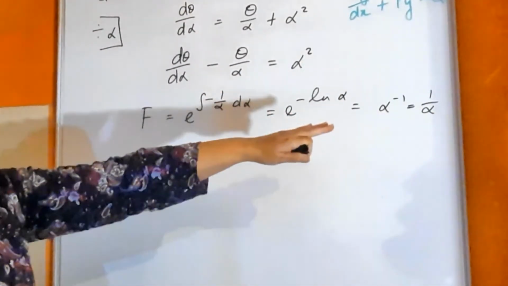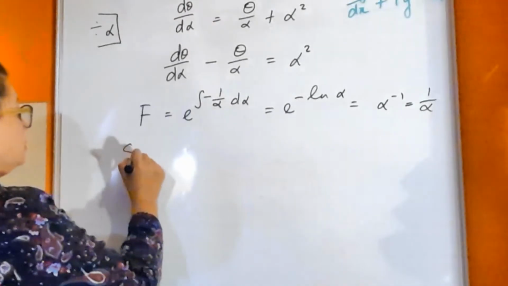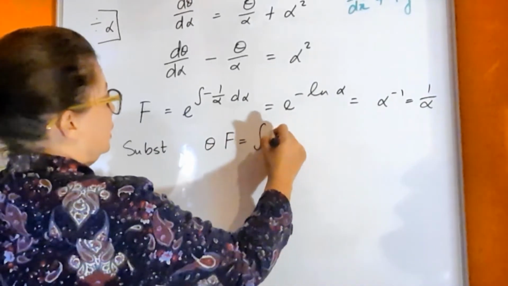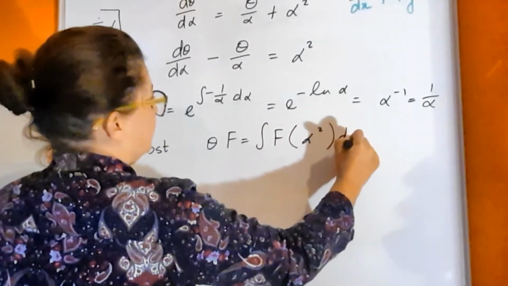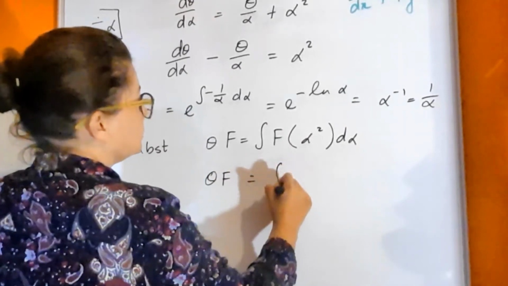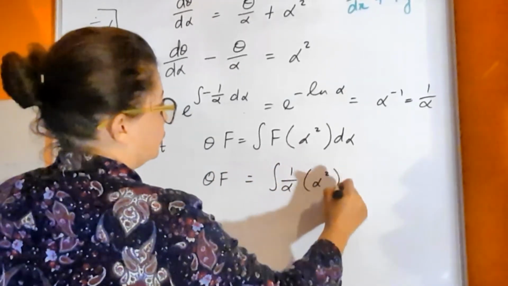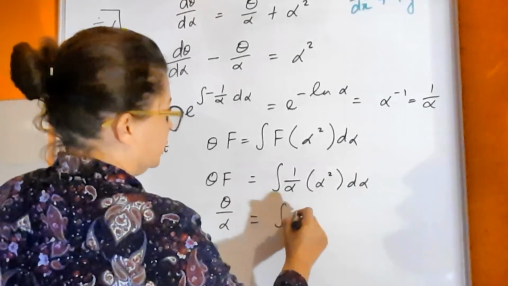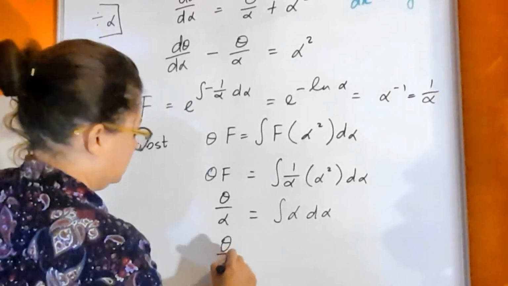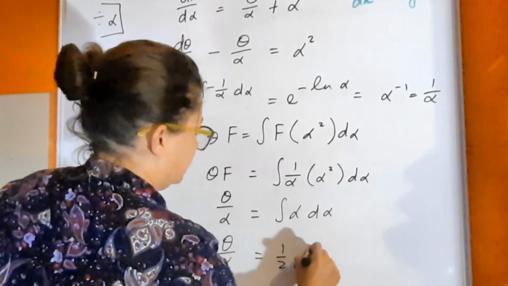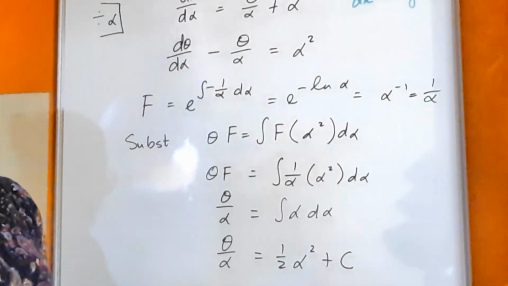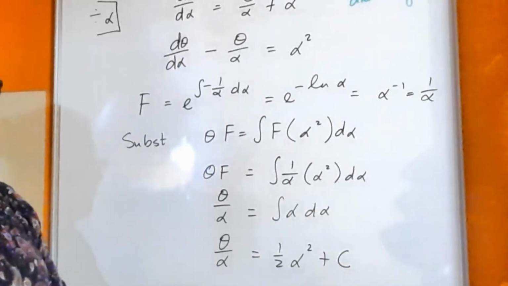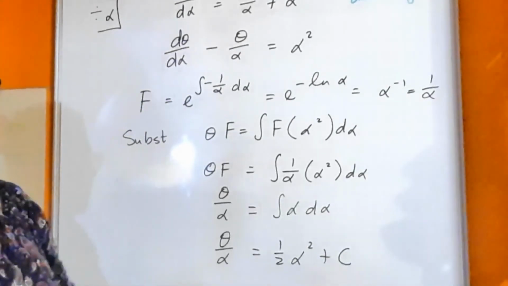Right? Once we've got the integrating factor, we can then substitute into this equation here: theta F equals the integral of F times alpha squared d alpha. So we're going to get the integral of alpha squared d alpha, and we've got theta over alpha equals the integral, which is just a half alpha squared plus C. And that is the solution to your differential equation. You don't have to simplify it any further. It depends, of course, on what is asked of you in the question.